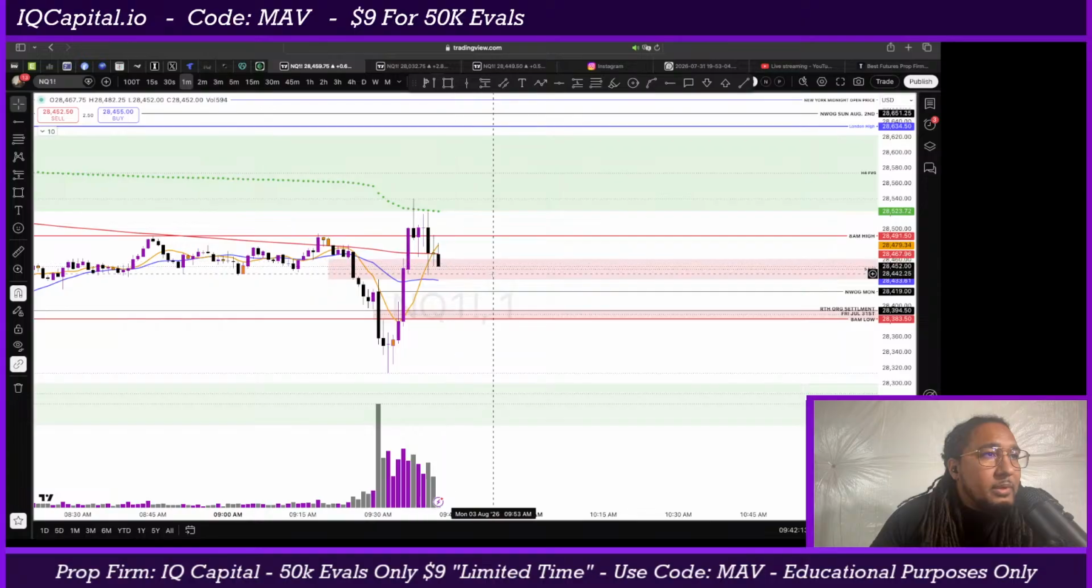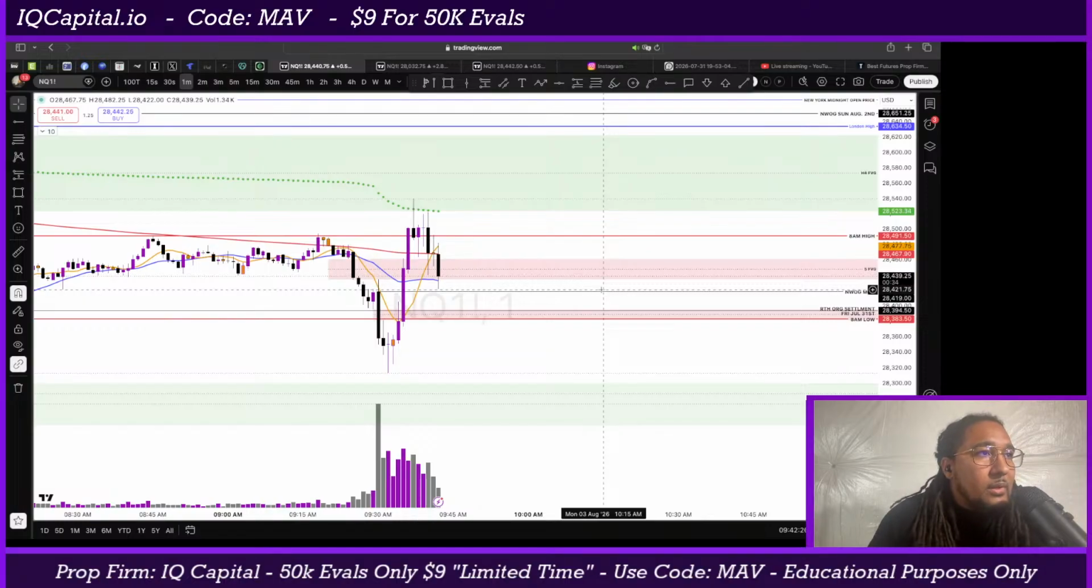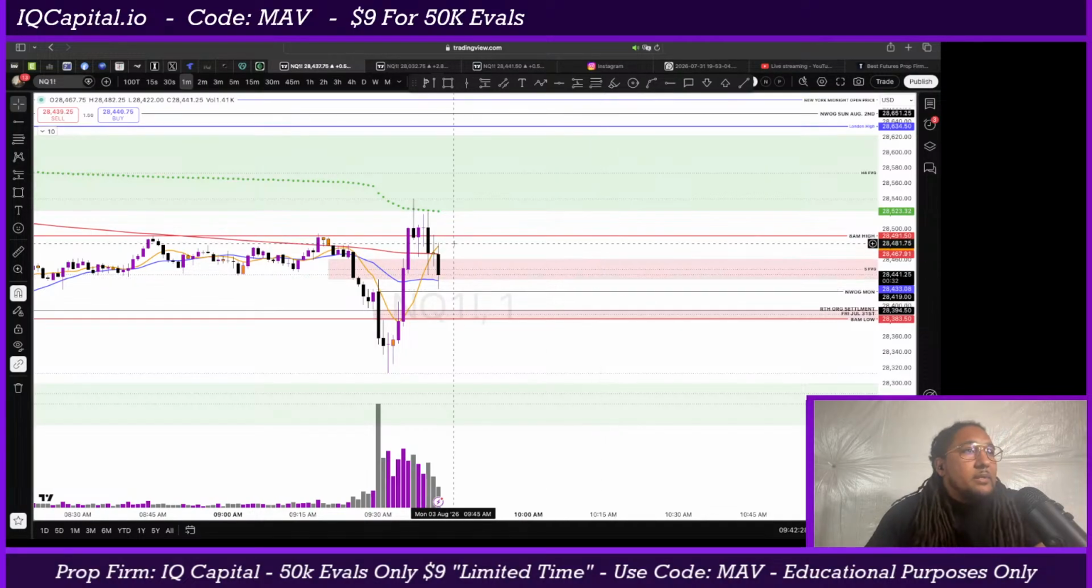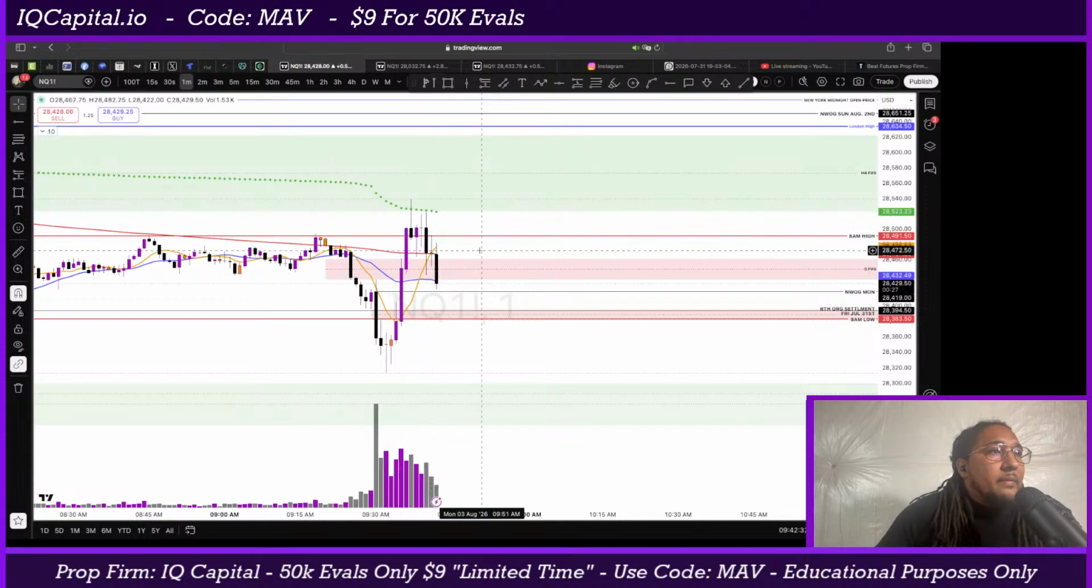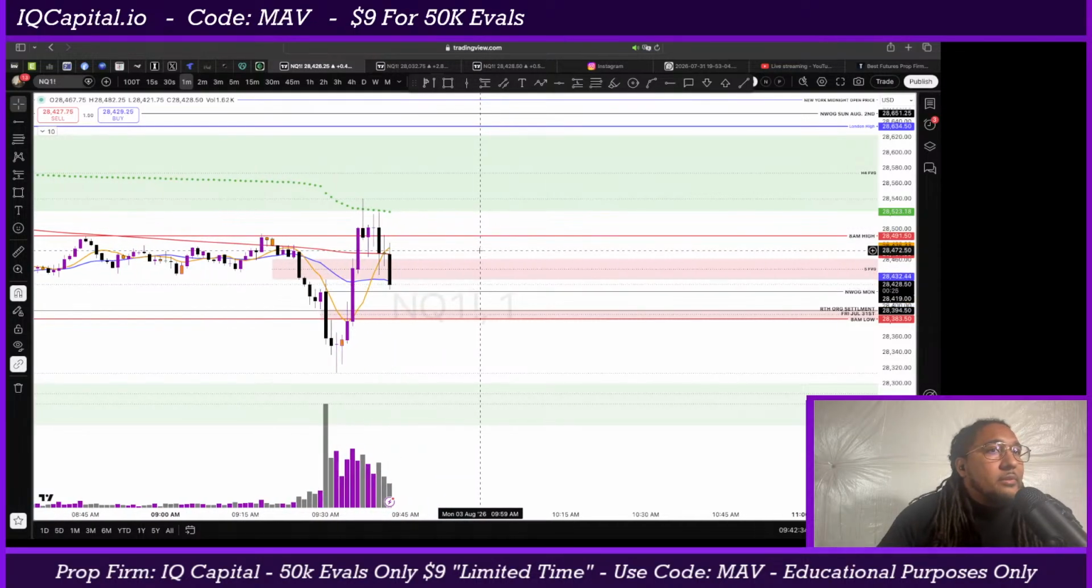So to take a long from here, even though we're respecting consequent encroachment of this FVG, we're looking at what's just happened here, where the sellers are increasing strength and they're pushing down. So it looks like they're trying to trap buyers by manipulating higher. But we're going to be patient. And we're going to hold out.